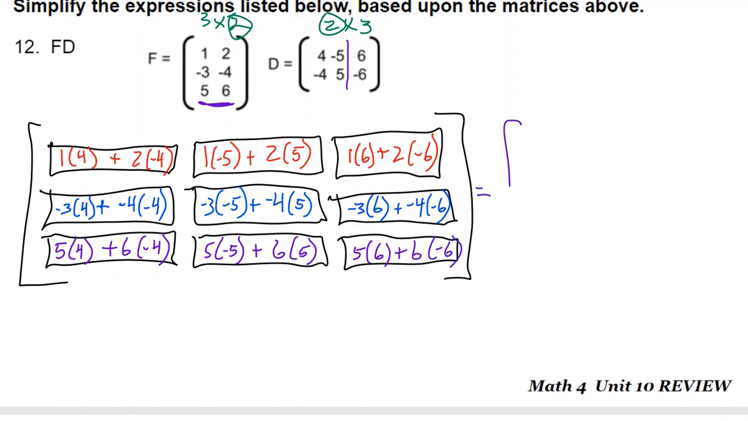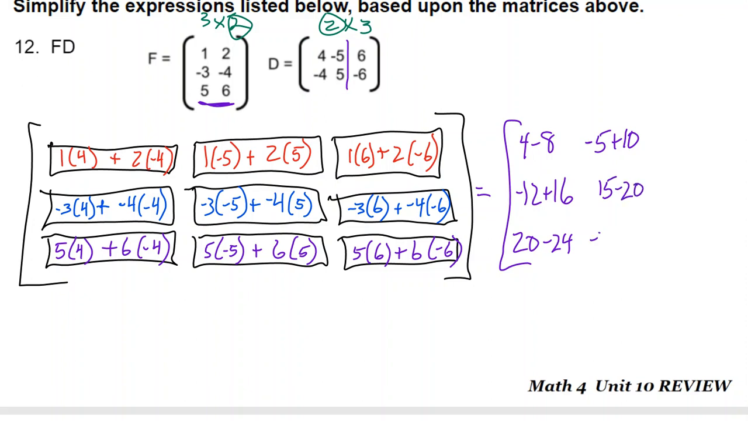And now we're ready to start putting these together. 4 minus 8, negative 12 plus 16, 20 minus 24, negative 5 plus 10, 15 minus 20, negative 25 plus 30, and then 6 minus 12, negative 18 plus 24, and 30 minus 36.